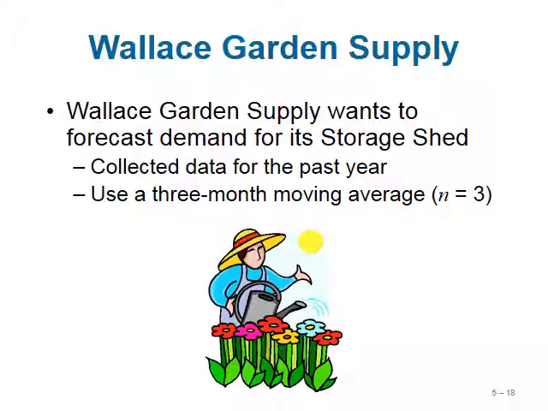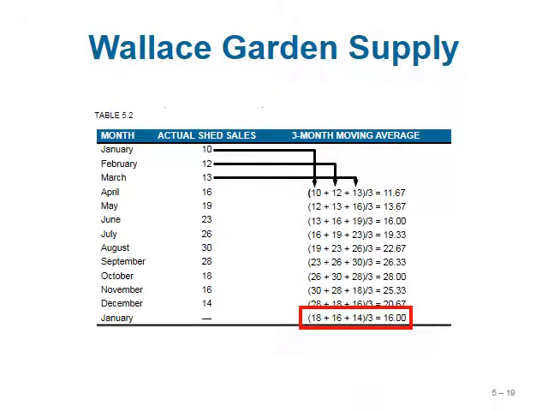Here is an example. Wallace Garden Sheds has collected a year's worth of data. They are going to use a 3-month moving average to predict the number of sheds sold for next month. Wallace Garden Sheds wants to know what the next January's demand will be. They take the average of actual shed sales from October, November, and December and find an expectation of 16 sheds in January. This is an example of just a simple moving average.